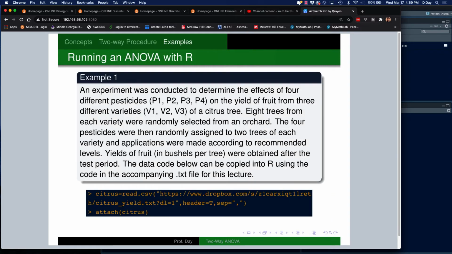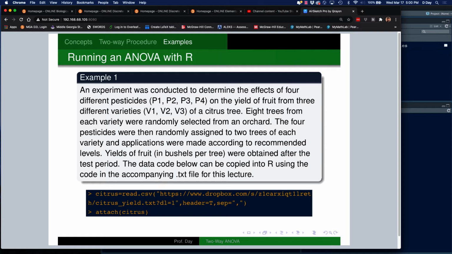So let's actually get into an example of doing this whole procedure we just discussed, and see how it's done. The experiment I chose today was conducted to determine the effects of 4 different pesticides, we'll call them P1 through P4, on the yield of a fruit from 3 different varieties of citrus tree. We'll call those varieties V1, V2, V3. I don't know exactly what they are. The study didn't tell me exactly what the varieties of the citrus trees were.